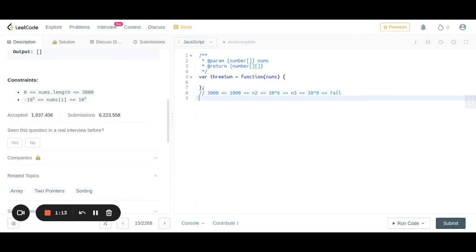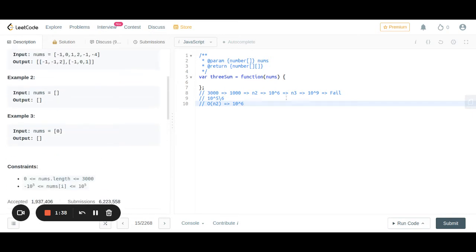The maximum limit for LeetCode to pass is 10 raised to 5 or 6. So the other solution can be O of n square. O of n square is going to pass since it is 10 raised to 6. And the brute force solution is n cube.